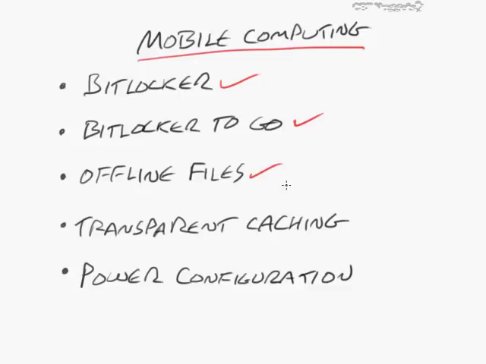We take a look also at offline files as a great way to keep track of your data even when you're not connected to the file server. We'll take a look also at transparent caching, which does not require any user intervention, but will make files more readily available and a little faster to access from a local cache as opposed to over the network. And then we'll conclude by taking a look at the various options for power configuration and mobility settings.